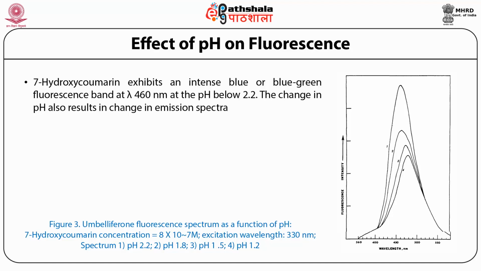The graph 1 is at pH 2.2, graph 2 is at pH 1.8, graph 3 is at pH 1.5, and graph 4 is at pH 1.2. So with change in pH, you can see the decrease in the intensity of the absorption.